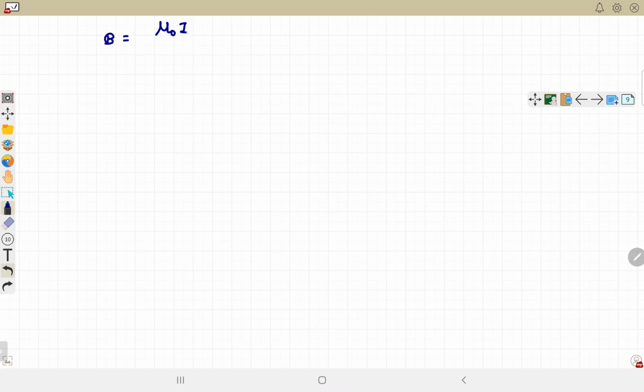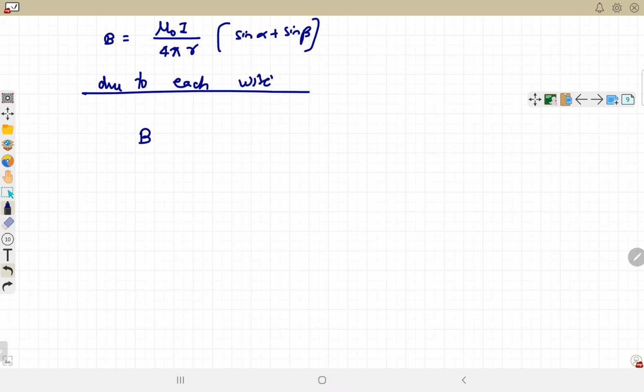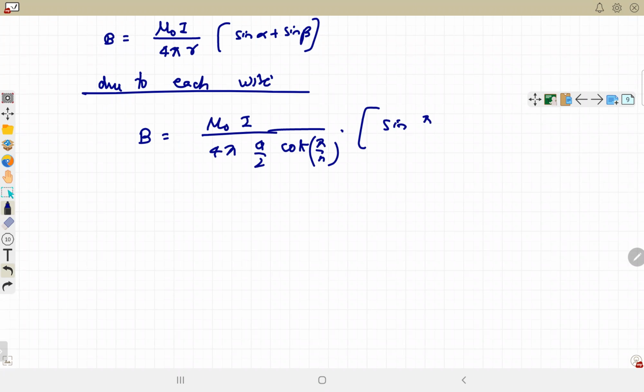Magnetic field is mu naught I by 4 pi r times sine alpha plus sine beta. This is due to each wire. Due to each wire, magnetic field comes mu naught I divided by 4 pi, r is a by 2 times cot pi by n, and multiply by sin pi by n plus sin pi by n.